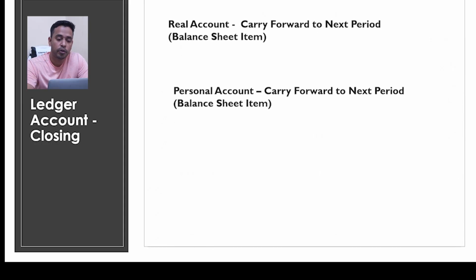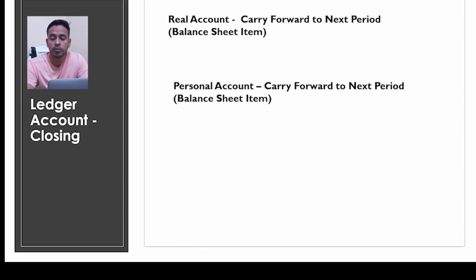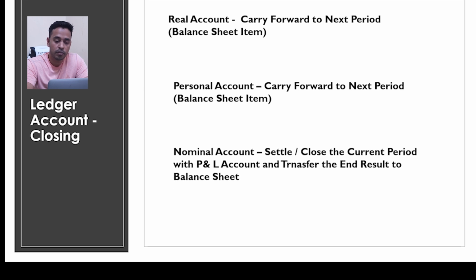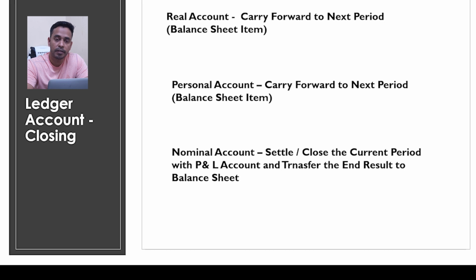You have to notice one more thing. Real accounts and personal accounts are always carried forward to the next period because they are all balance sheet items. Nominal accounts are settled or closed in the current period with the P&L account, and the net result we will transfer to the balance sheet.